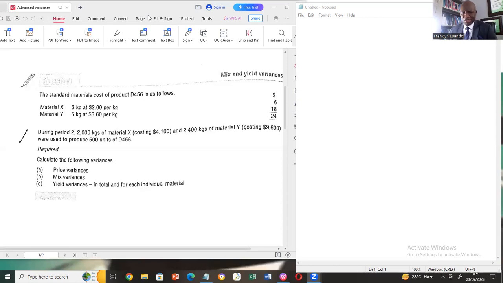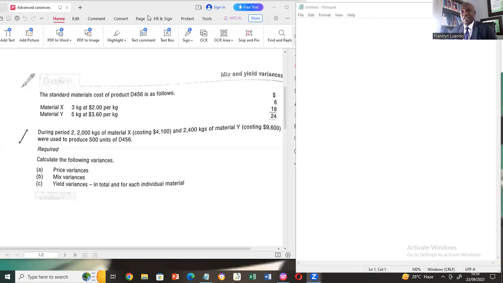I want you to understand we have a material mix variance. We have a material mix favorable variance when there is a higher proportion in the mix of cheaper materials. That will lead to favorable variance. And when we have a higher proportion of expensive materials in the mix, we are going to have the material mix adverse variance.